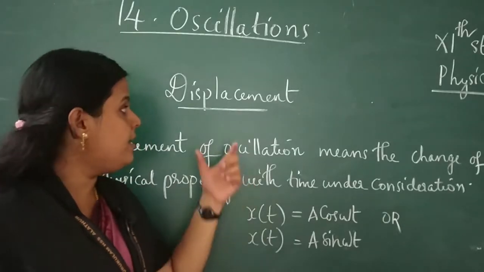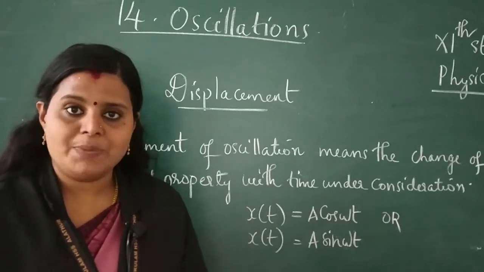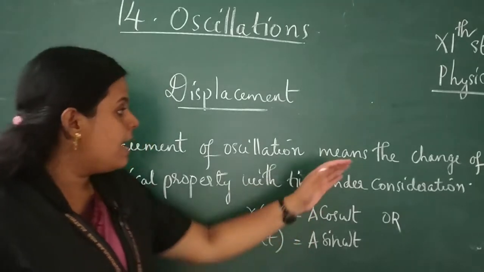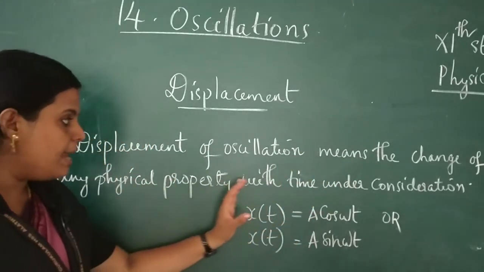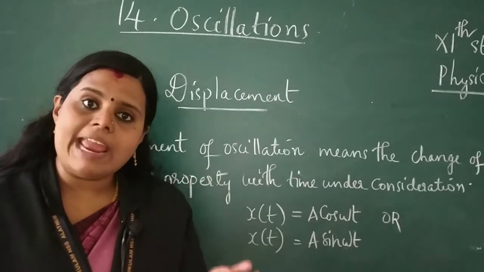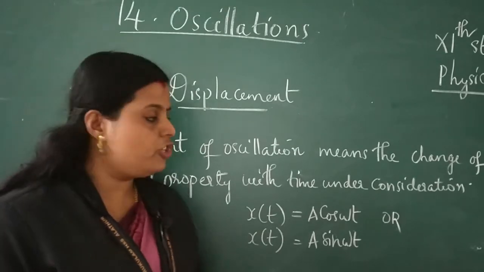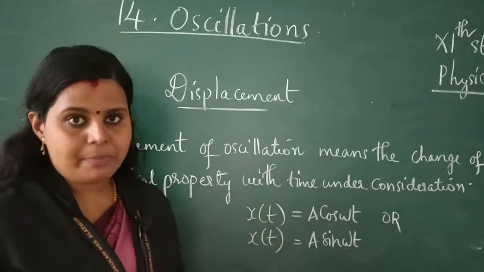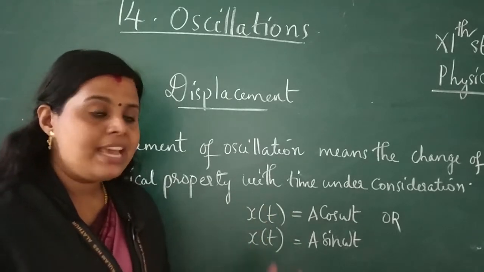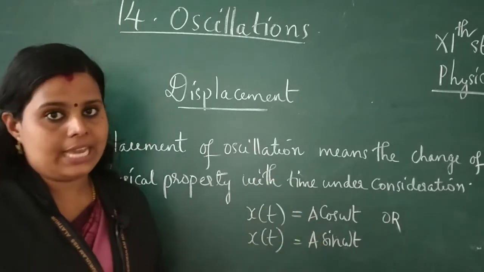Now, the next topic is displacement. അപ്പോൾ എന്താണ് ഒരു ഓസിലേഷന്റെ ഡിസ്പ്ലേസ്മെന്റ് കൊണ്ട് ഉദ്ദേശിക്കുന്നത്? Displacement of oscillation means the change of any physical property with time under consideration. അപ്പോൾ ടൈമിനനുസരിച്ച് ചേഞ്ച് ചെയ്യുന്ന ഏതോ ഒരു പ്രോപ്പർട്ടി, that is the displacement of oscillation. And mathematically this displacement can be represented as x of t. x of t is the displacement as a function of time. That means ടൈമിനനുസരിച്ച് വേരി ചെയ്യുന്ന ഒരു ഫിസിക്കൽ പ്രോപ്പർട്ടി ആണ്.